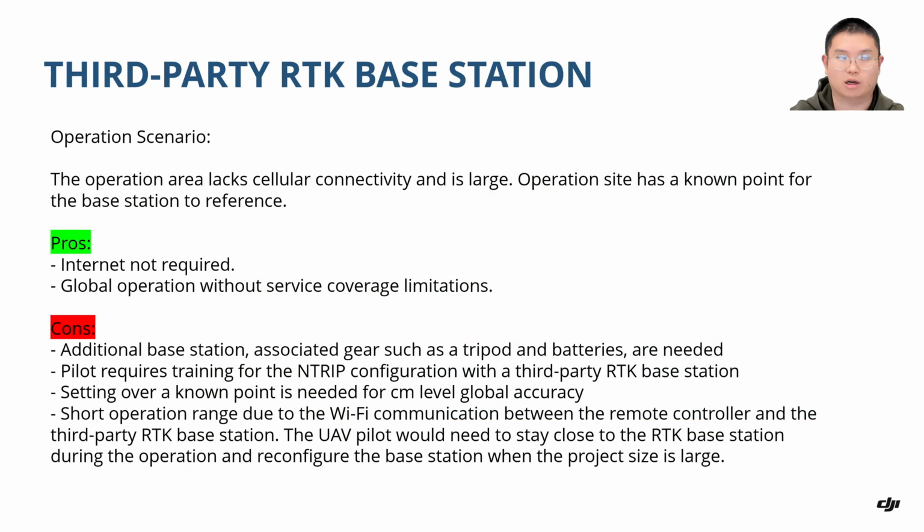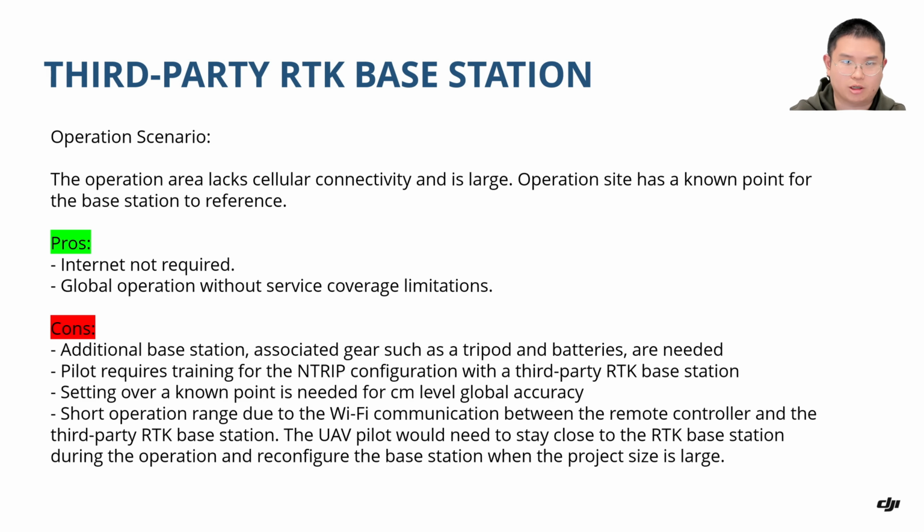Okay, now let's talk about the second RTK connectivity method, which is the third-party RTK base station. Just like the network RTK, it has its pros and its cons. The pro is that it does not require internet access. You don't actually need to have reception at your operation site. And the coverage is theoretically global because it is not limited by network coverage.